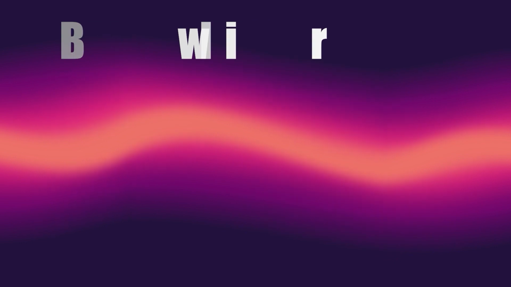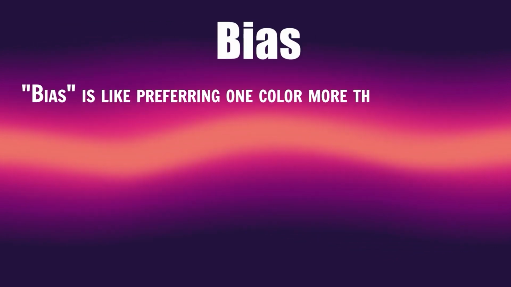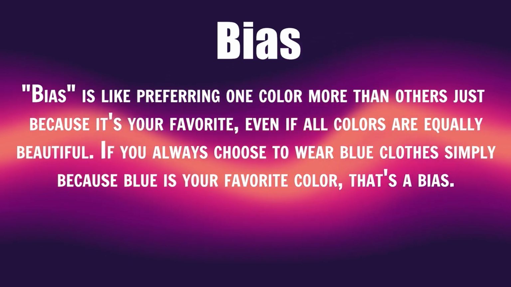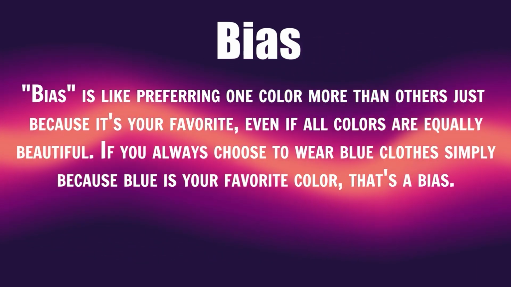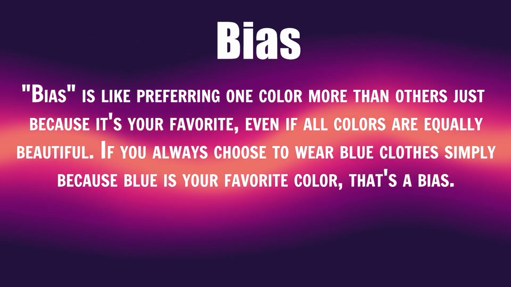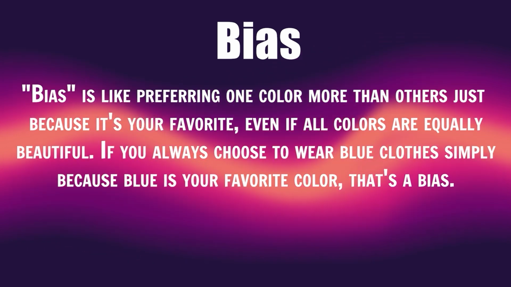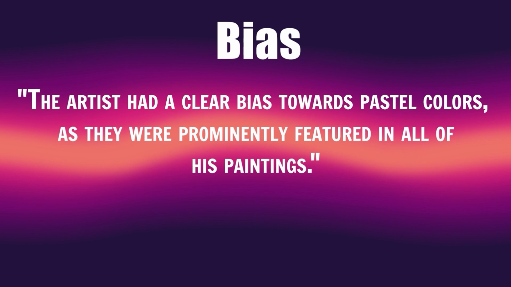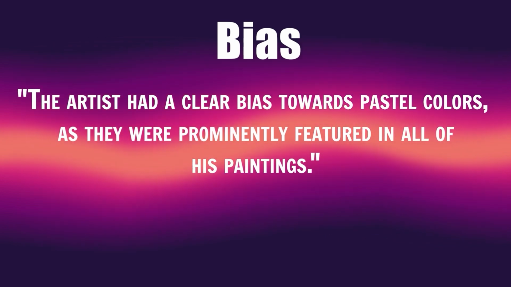Bias. Bias is like preferring one color more than others just because it's your favorite, even if all colors are equally beautiful. If you always choose to wear blue clothes simply because blue is your favorite color, that's a bias. Here's an example sentence. The artist had a clear bias towards pastel colors, as they were prominently featured in all of his paintings.